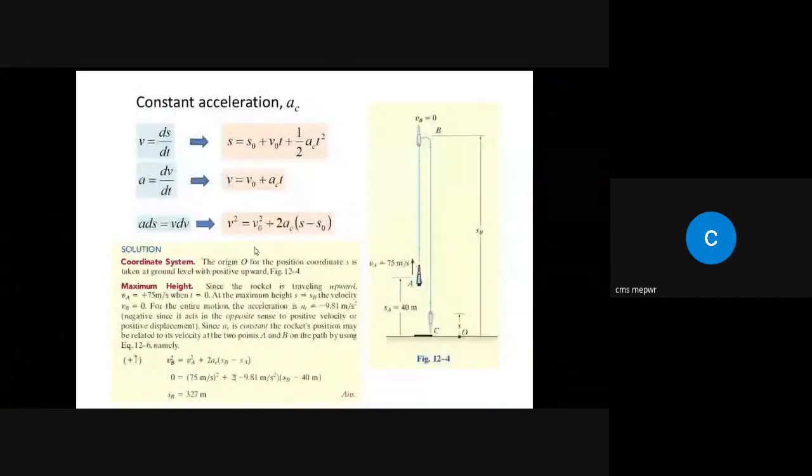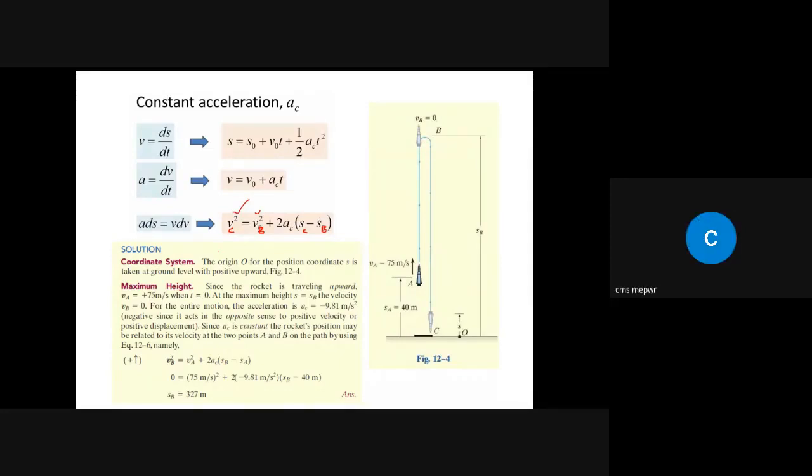Okay, let's say I use this equation between B and C. This one will become C, and this one will become B, right? Do we have VB? Yes, we have it. We also have SC and SB. So can we find out this VC? Yes, the problem is solved.